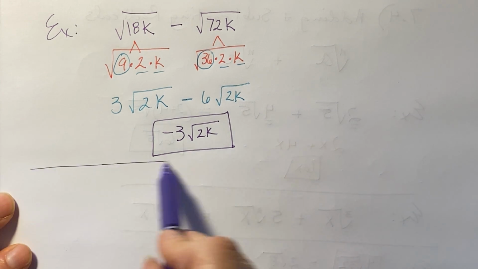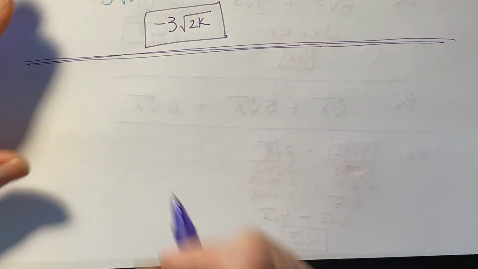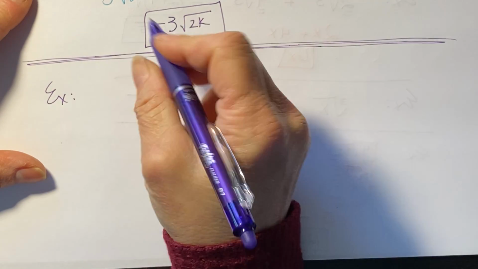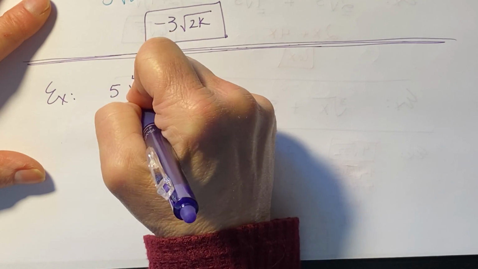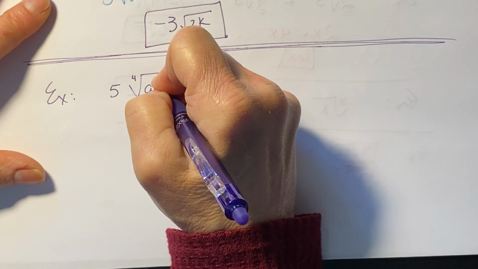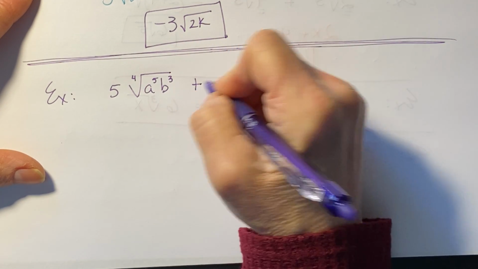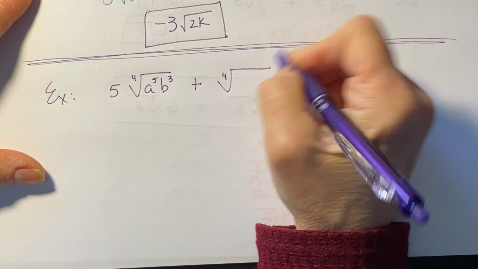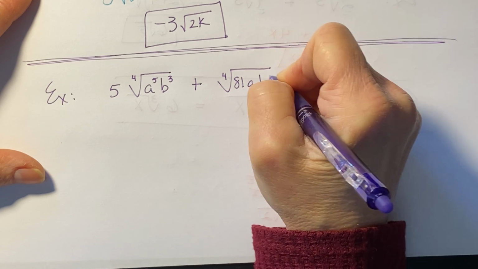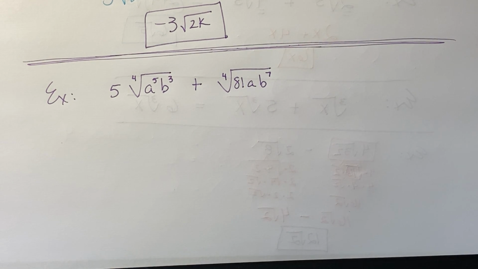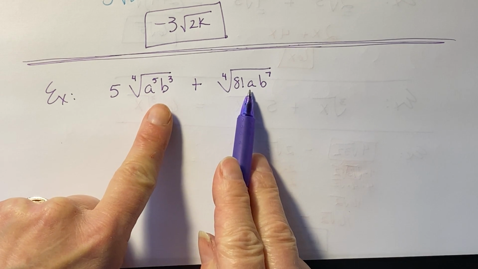All right, one more example for this section. It's a short section. Let's say we have a different root other than square root. Let's have 5 fourth roots of a to the 5th power b cubed, and I am adding the 4th root of 81 a b to the 7th. So they're not like radicals. They're both 4th roots, but underneath the radical is not the same. So I need to simplify.